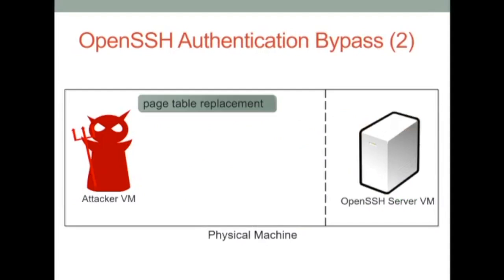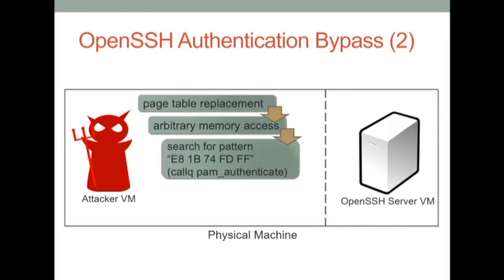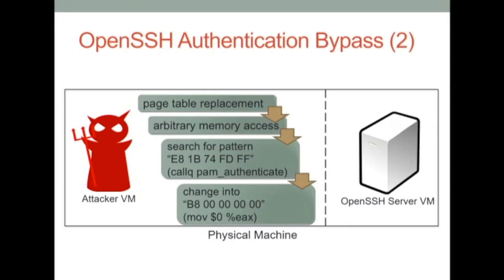So just to briefly recap the attack steps. First of all, we'll do the page table replacement attack, and once we can gain arbitrary memory access, we will enumerate all the memory pages on this shared system until we find an instruction with the same pattern. This is called PAM authentication. And once we have found it, we'll just replace these 5 bytes with a different 5 bytes. Okay, this is the basic idea.